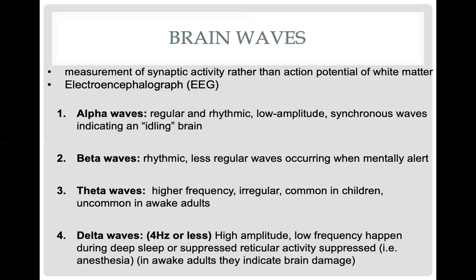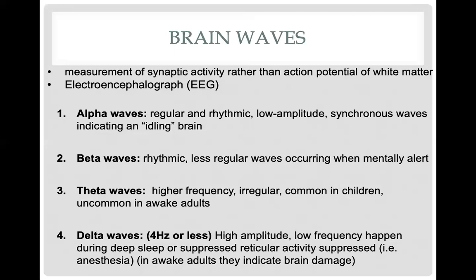Theta waves are the ones that are seen commonly in children. So typically you don't see these waves in an adult. They are higher in frequency, so you're going to see a lot of peaks, and they are typically irregular. And again, you would not be able to see many of these theta waves in adults.